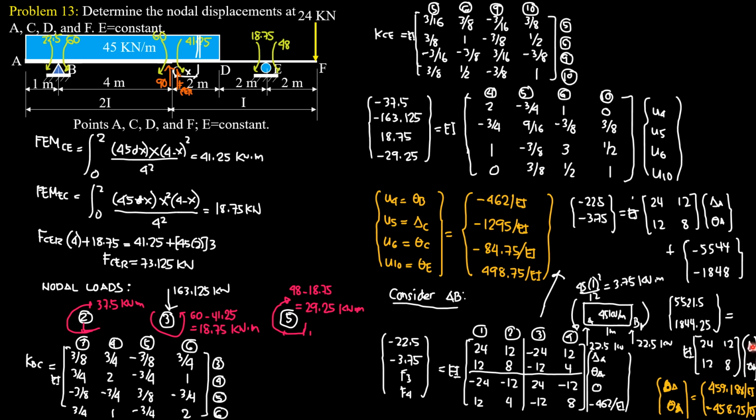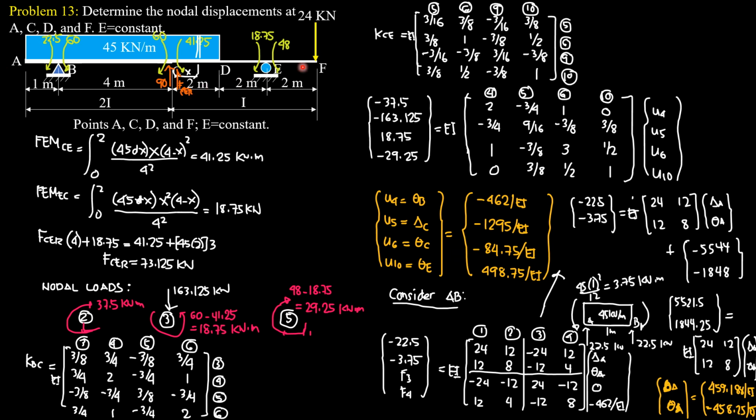So therefore, we can solve delta A and theta A as the inverse of this matrix times this matrix here. So the result is delta A is 459.188 over EI, and theta A is negative 458.25 over EI. So that's it for A.